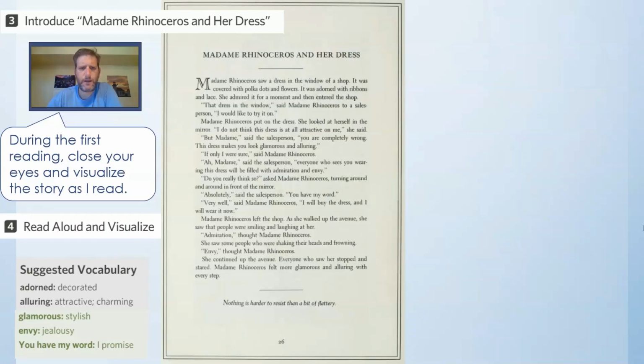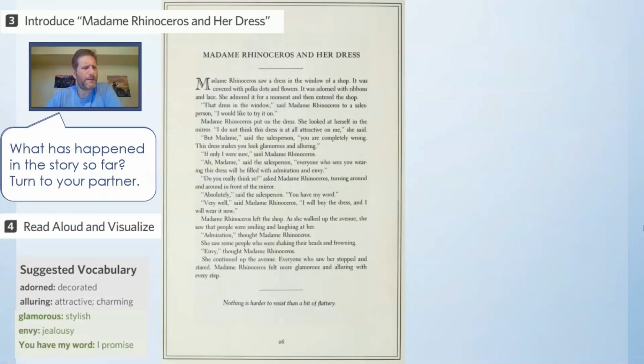"But Madame," said the salesperson, "you are completely wrong. This dress makes you look glamorous and alluring." "If only I was sure," said Madame Rhinoceros. "Ah, Madame," said the salesperson, "everyone who sees you wearing this dress will be filled with admiration and envy." "Do you really think so?" asked Madame Rhinoceros, turning around and looking in front of the mirror. "Absolutely," said the salesperson. "You have my word." "Very well," said Madame Rhinoceros. "I will buy the dress, and I will wear it now."